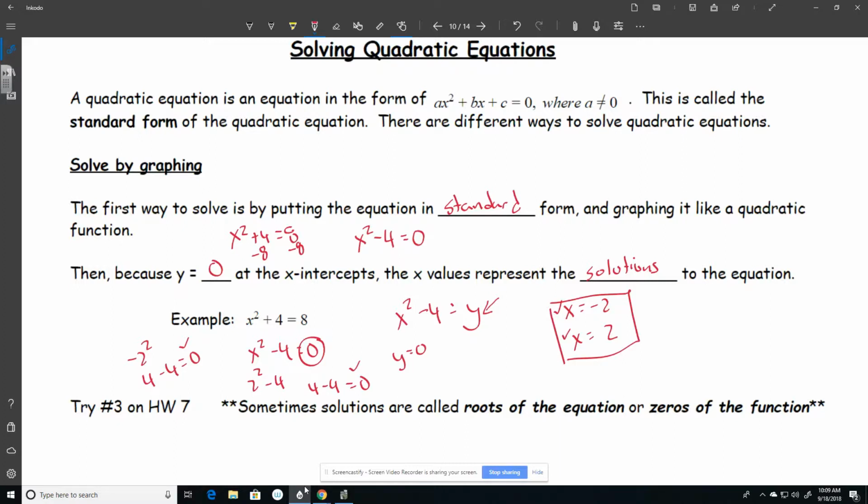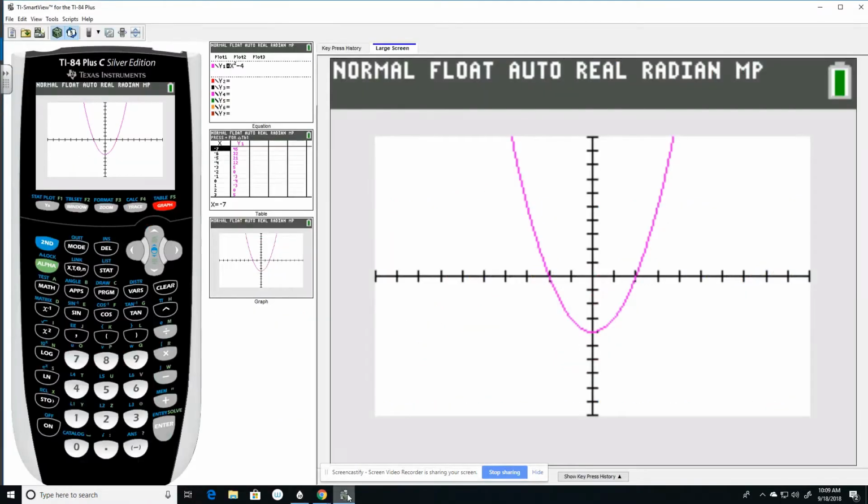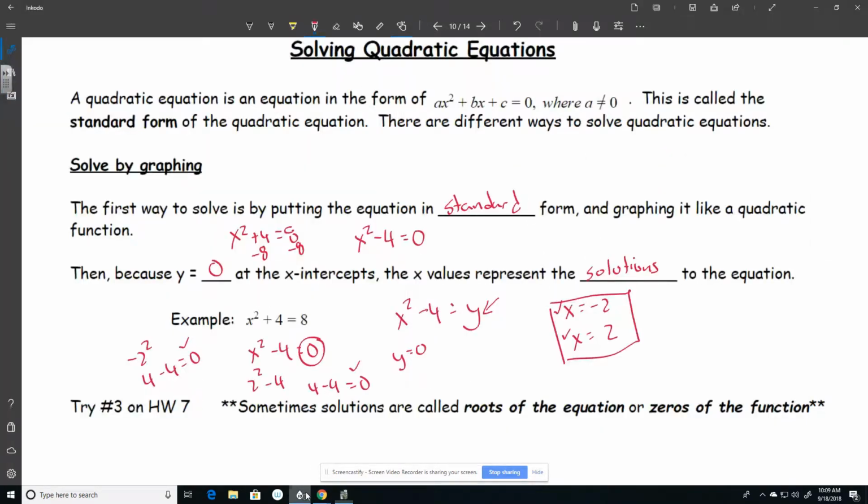All right. So the first way to do this: set it equal to 0, plug it in as a graph or as a function, excuse me. Look at the graph and find those zeros when y equals 0 right down here. And those are your solutions. Okay. So x is equal to -2, x is equal to 2 are my solutions.